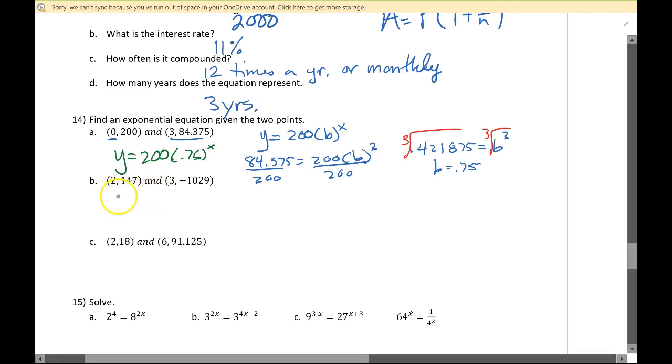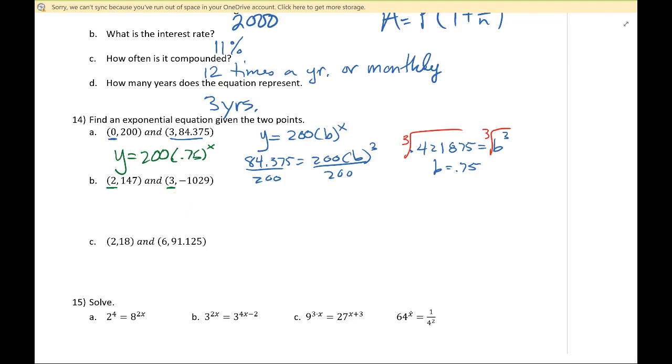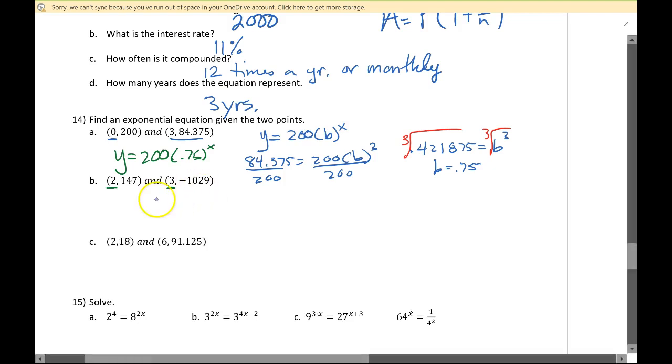All right, so on B, we don't know the initial value, so I can't set it up like the previous problem, but I do have consecutive terms. And I know that because I see the x's are 2 and 3, they're consecutive, and if the terms are consecutive, all I have to do is divide my two y values. And we want to divide by the previous, so we're going to take negative 1029 and divide it by 147. In doing so, we get a negative 7.